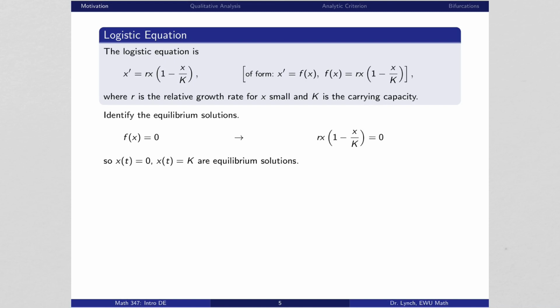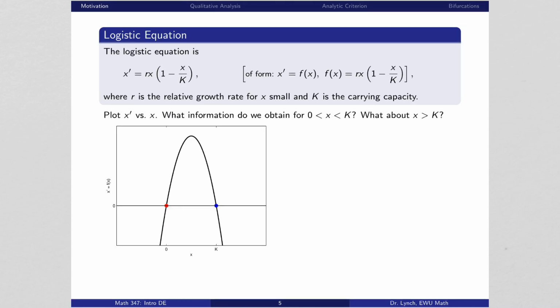Okay, a second thing we can do is have a look at a graph of x prime versus x. So of course, x prime is equal to f of x, and f of x is just a quadratic in x. Here we're thinking again about x as the horizontal axis, as almost an independent variable in this part of our argument.